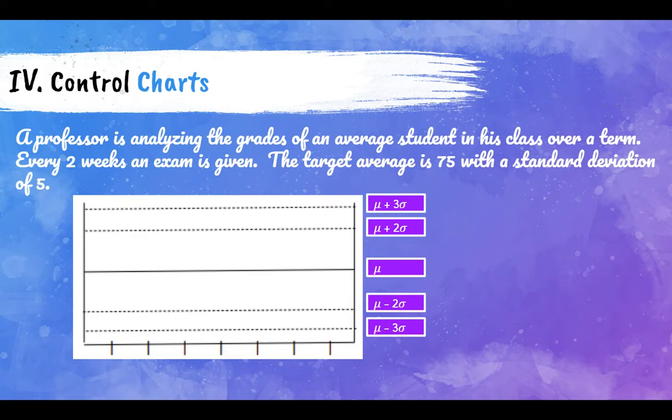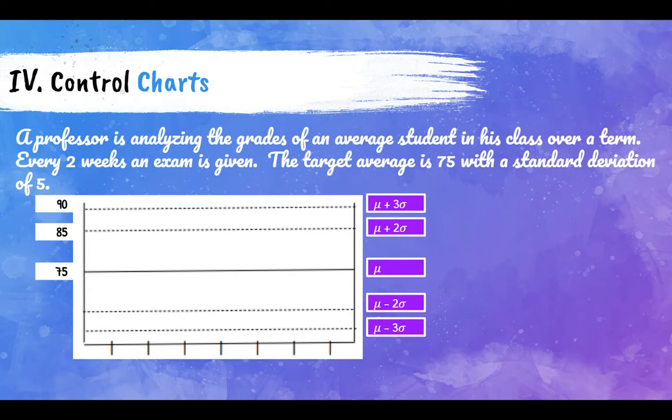Okay, so the first thing we want to do is figure out what the expected value, or mu, is. They tell us that the target average is 75, so we're going to put 75 at the solid line. The next line up, the dashed line, is mu plus 2 standard deviations. Each standard deviation is 5. 2 times 5 is 10. 75 plus 10 is 85. Then we're going to add one more standard deviation to that. So 85 plus 5 is 90.